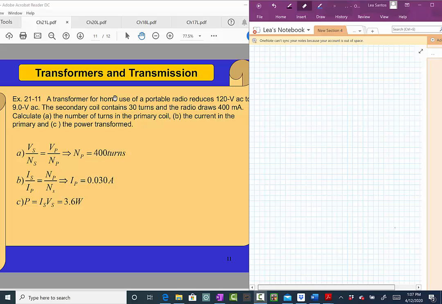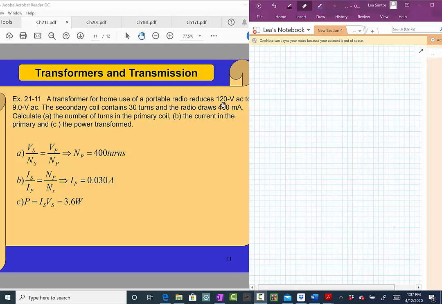In this particular case, what we have is a transformer that is probably inside our radio, because for our radio to function, it needs just 9 volts. But the voltage that it's going to be getting from the wall is 120. So inside this radio, we have a transformer that is going to reduce the potential difference from 120 to 9 volts. Okay, and then there are some questions involved in this problem.